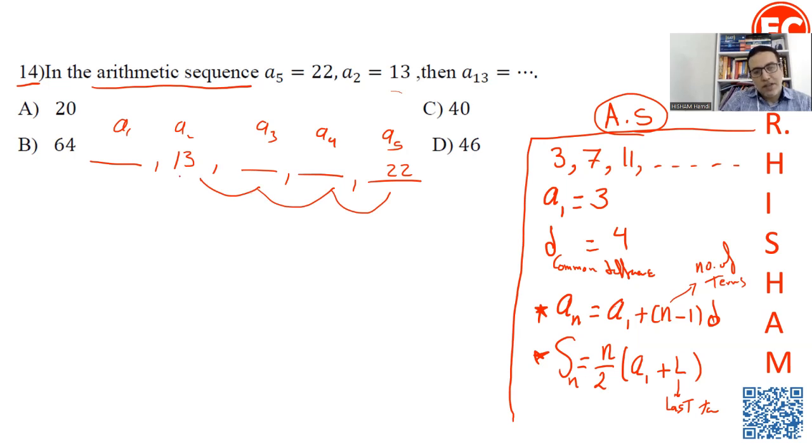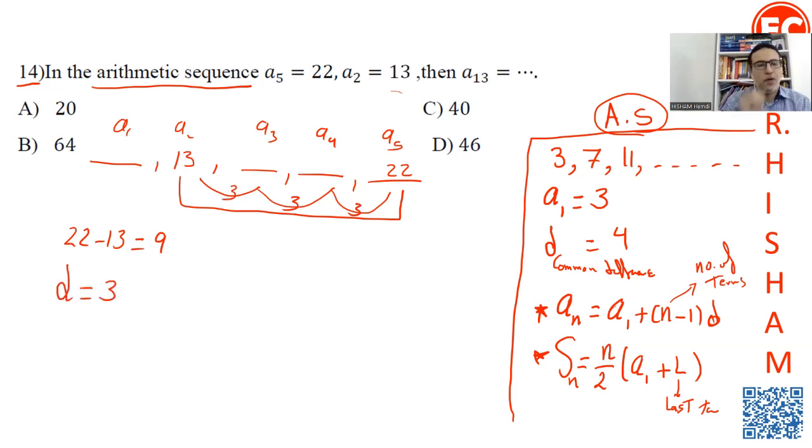So what is the difference between 13 and 22? 22 minus 13 is equal to 9. 9 divided by 3 is 3. So I can say that the common difference is equal to 3. I solve it by this easy method. So every time I am adding 3. But what if I wanted to go back to the first term? I will subtract 3. So the first term is 10.